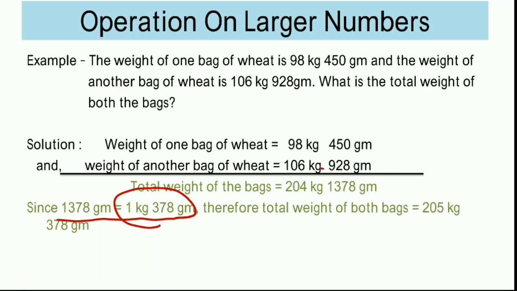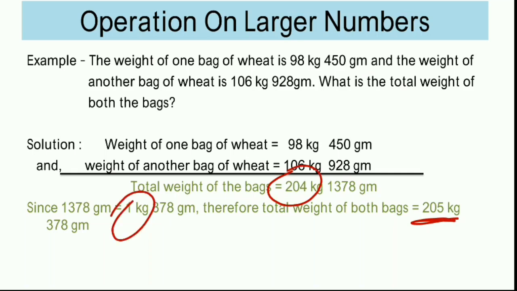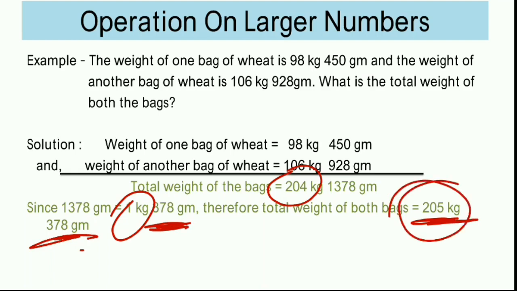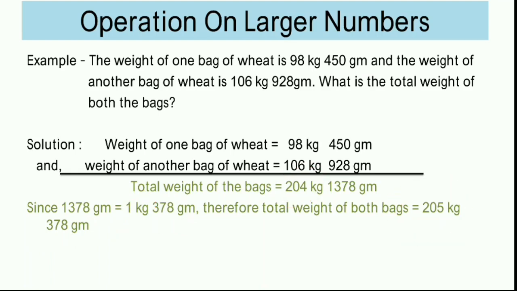So now the total is 204 kg and this much gram, and this much gram is 1 kg 378 gram. So this kg data will be added to the kg data here. So the correct answer will be 204 plus 1, that is 205 kilogram, and 378 gram was left. So this is the correct answer for how much weight is there in both the bags: 205 kilogram and 378 gram. I hope that you have understood.